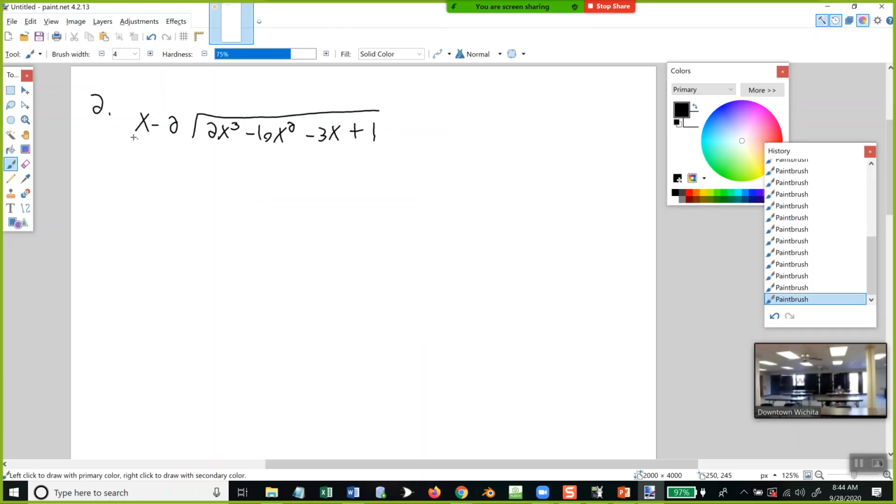Okay. We take a look at the first term. Decide what goes up on top. You ask yourself, what times x gives you 2x to the third? And that'd be 2x squared. Whatever you put up on top, you're going to multiply by what's out in front. So I'll take 2x squared times x minus 2. That gives us 2x to the third minus 4x squared.